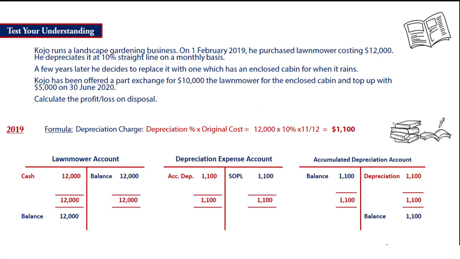So we close off the accounts, and realize that the asset will have a $12,000 debit balance. The depreciation account will have a profit or loss of $1,100 to the debit. The accumulated depreciation will have a credit balance of $1,100.